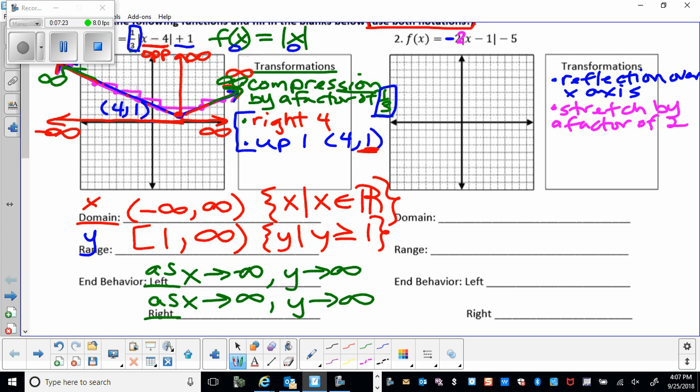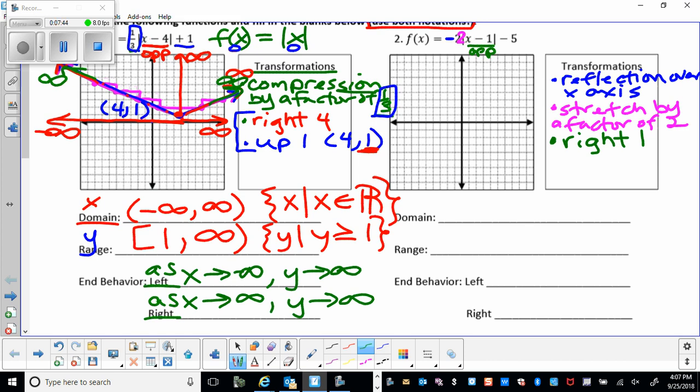And then the next one that I see is this x minus 1 inside, so that's going to go to the right 1. Okay. Remember, inside is always opposite.